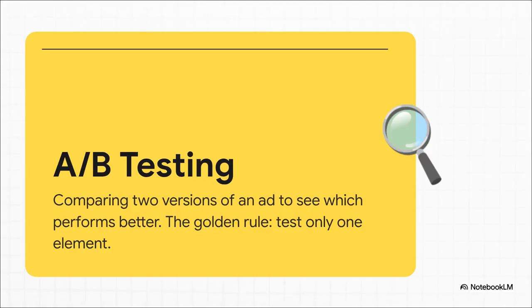So how do we fight ad fatigue and just generally improve our performance? Through A/B testing or split testing. It's simple. You create 2 versions of an ad where you change only one thing, maybe the image or the headline, and you run them against each other to see which one wins. And the golden rule here is to only test one thing at a time. If you change both the image and the headline, you'll have no idea which change actually made the difference.